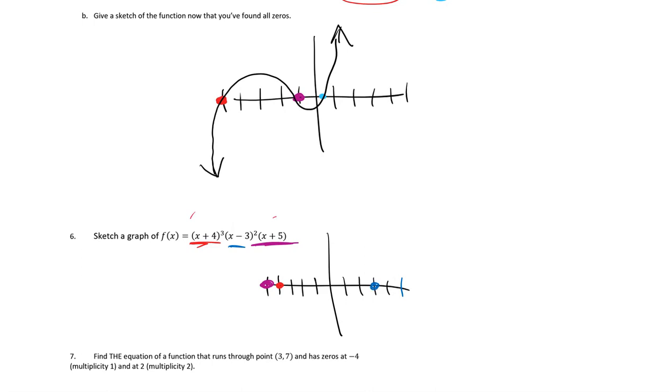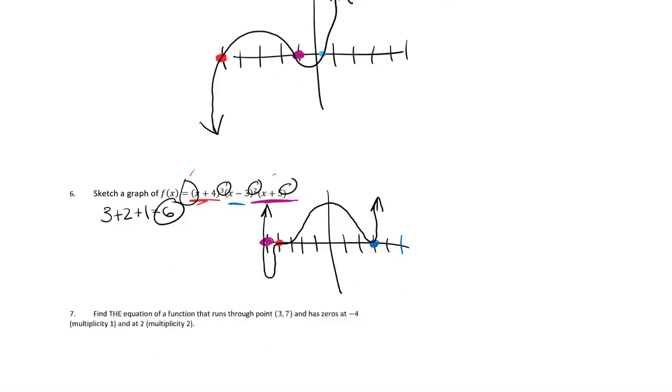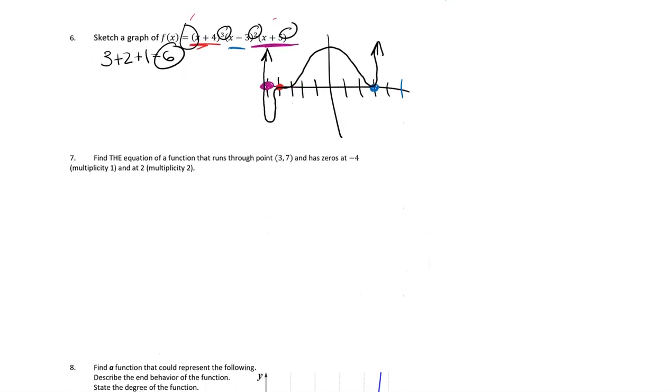Okay, so now to figure out if it's odd or even, I have to add all these up now because this is factored form. So 3 plus 2 plus 1 equals 6, so that's even, and it's positive, so they're both going to end up. So as I go through -5, it's going to go straight through. As I go through -4, it's going to wiggle. And as I hit the 3, it's going to hit it and come back. There it is.